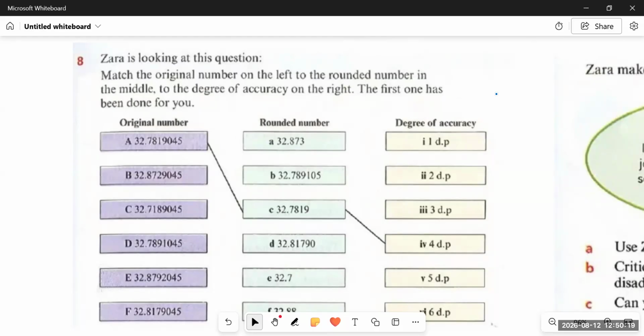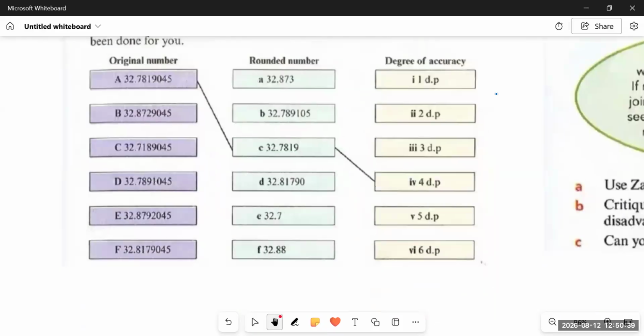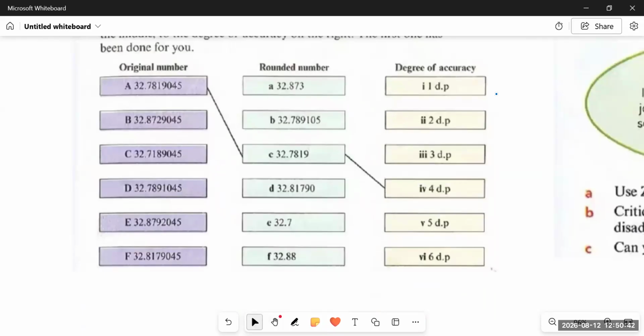So if we talk about the first one, A, 32.78199045. So if we look at part C, we have 32.7819 and it is rounded to 4 decimal places. Now let's talk about part B. So in part B, we have 32.8729. Let's see, do we have any number having 8729? So if we talk about 87, we have a 87 here in part A.